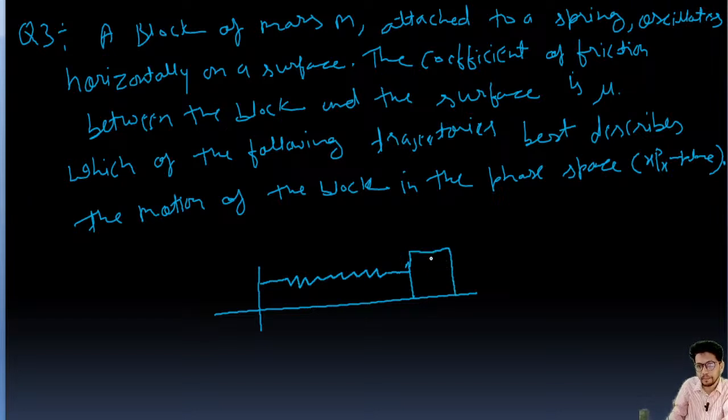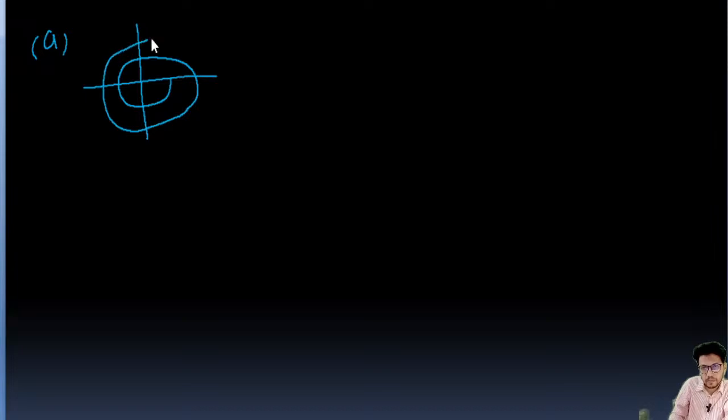Block M, and the options are, so we have to select the correct trajectory. Okay, so the first one comes like this. This is X, and this is Px. It starts from here and then keeps increasing.